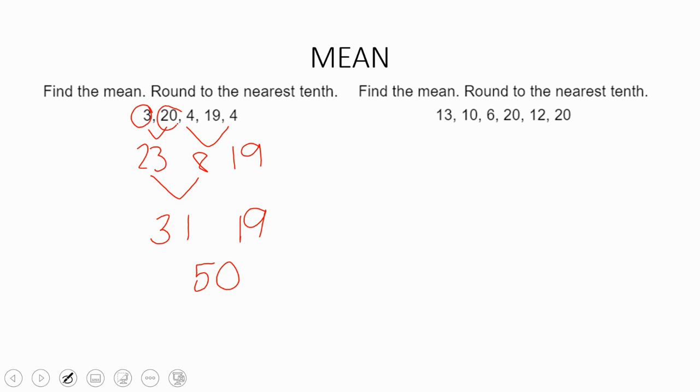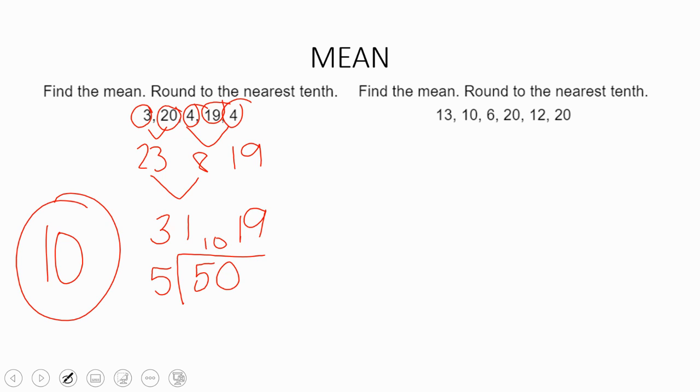And then I add those and I get 50. And I have 1, 2, 3, 4, 5 numbers. So I divide that by 5. And I get the mean is 10. Okay, so that's the average of those numbers. So you can see 10 is about halfway between the numbers. Okay, that's the average.